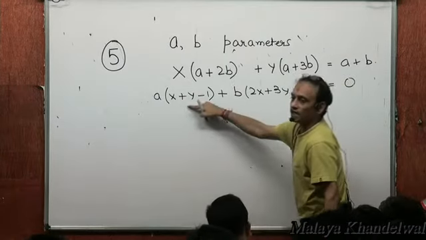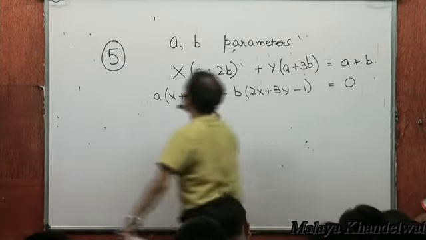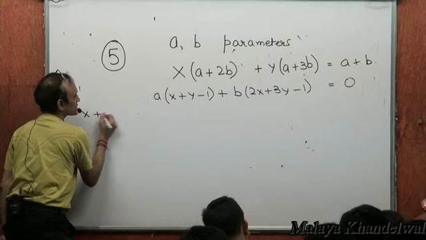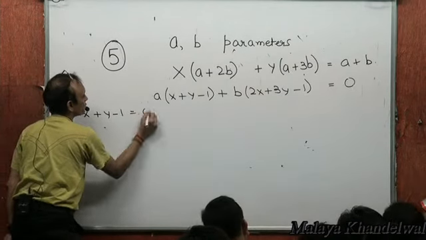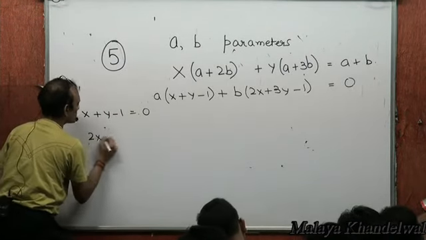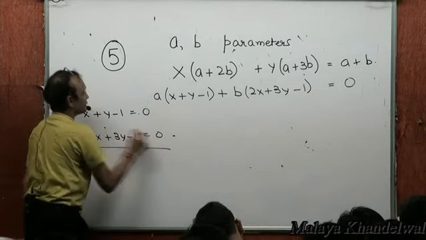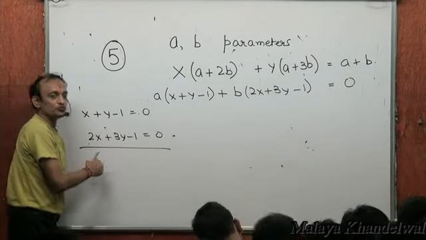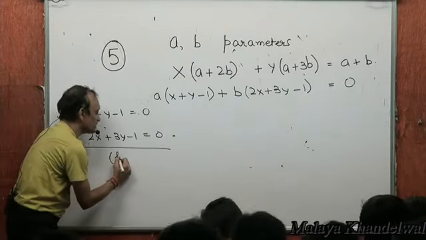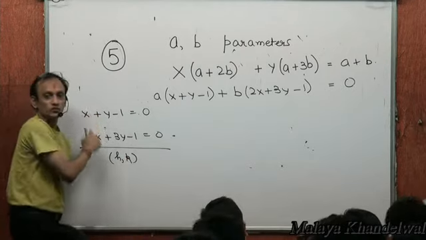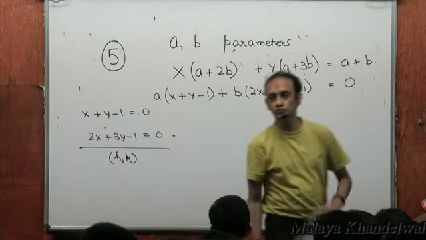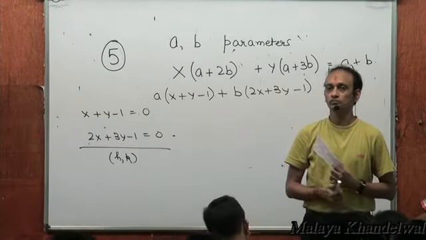This is very clearly a linear combination of two fixed lines. One line is x plus y minus 1 equal to 0. The other line is 2x plus 3y minus 1 equal to 0. And obviously, you can find the point of intersection of these two fixed lines, which will be a fixed point h comma k when you solve these two equations. Yes or no? Right?